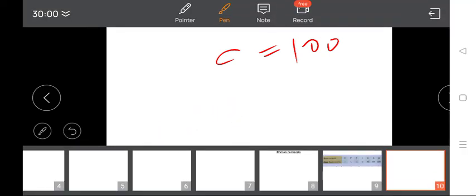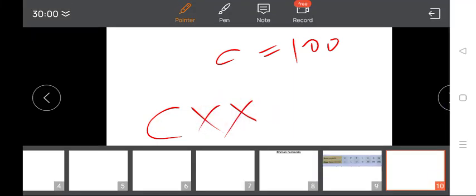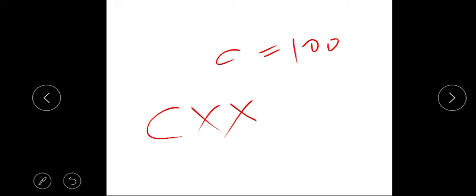Then how do we write 110? That is CX, it is 110. Then 120, that is CXX. C for 100, X for 10, X for 10. So 100 plus 10 plus 10 is 120.